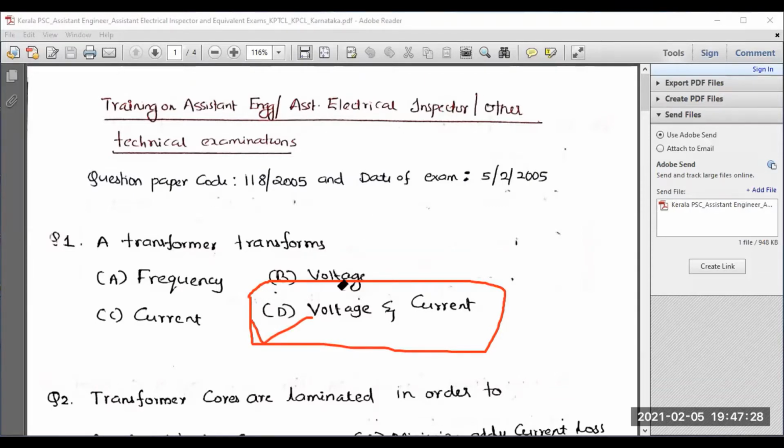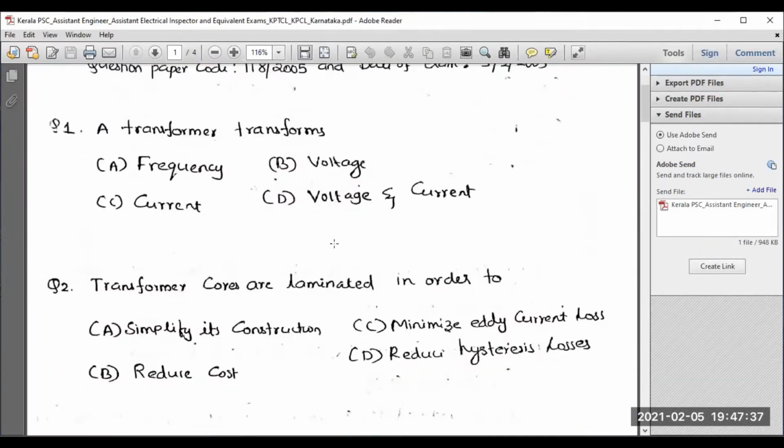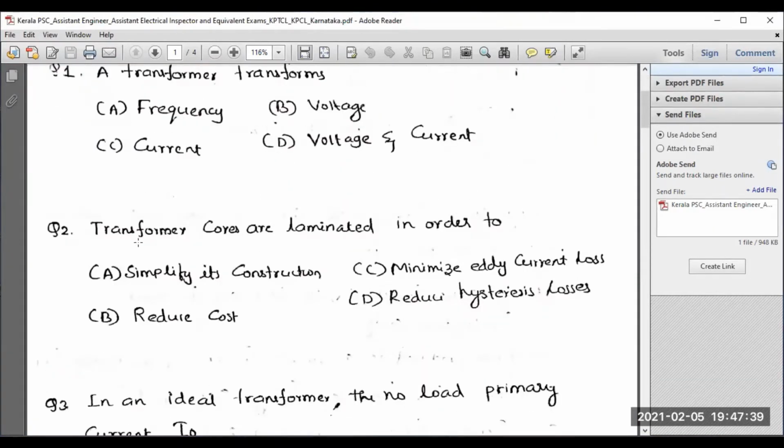It's a static device, and you have to refer to any of the machine's textbooks and you will be getting more information on transformer. Anyway, let us discuss a few points in this session. Okay. Moving on to question number 2. Transformer core are laminated in order to simplify its construction, minimize eddy current loss, reduce cost, reduce hysteresis loss. Transformer core is laminated. Why? Because the eddy current has to be minimized. So that is why core lamination will be provided. So to minimize eddy current loss.